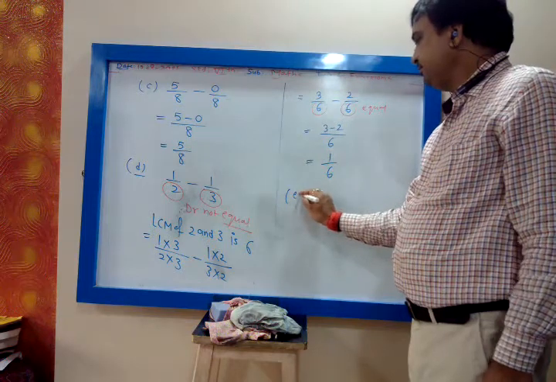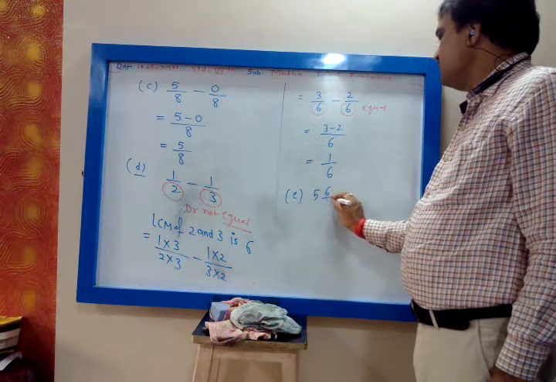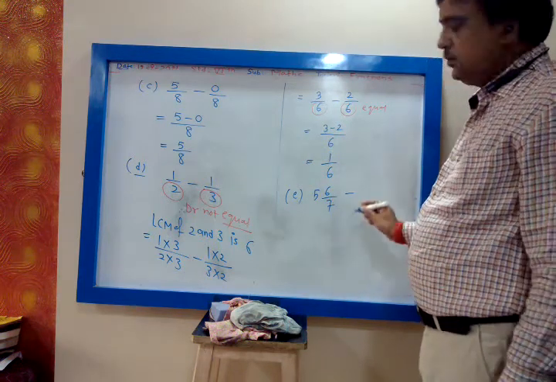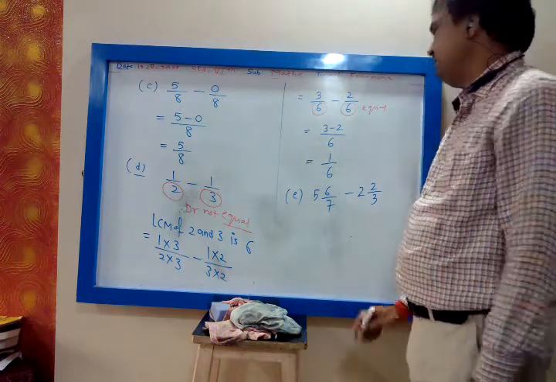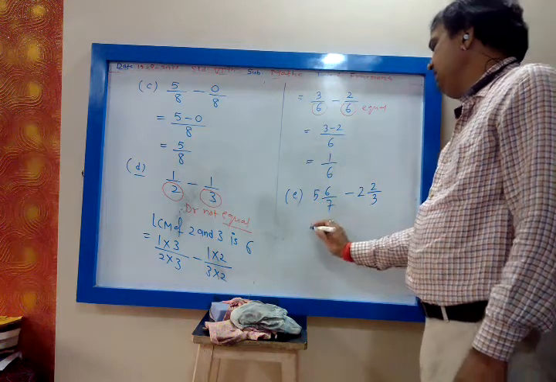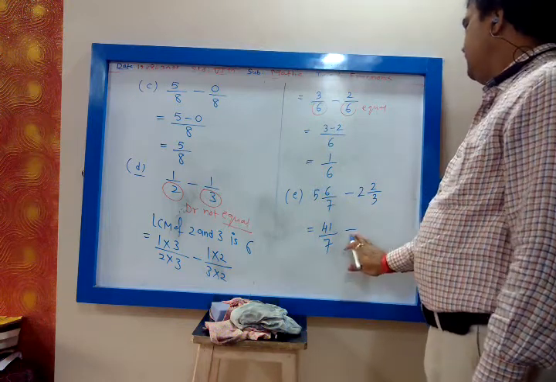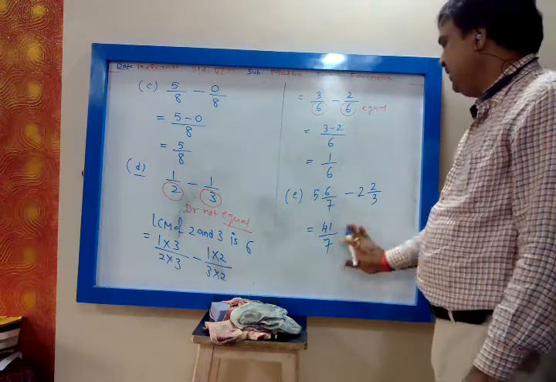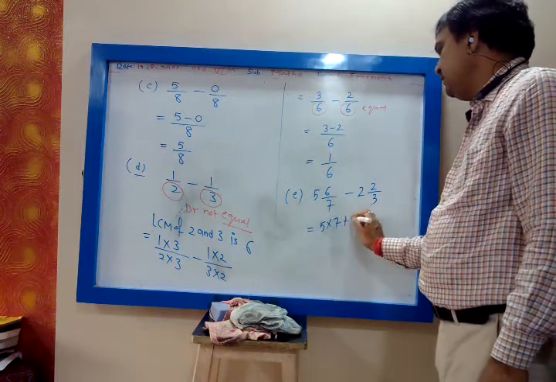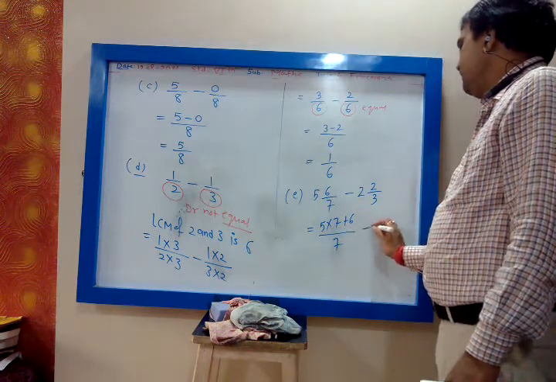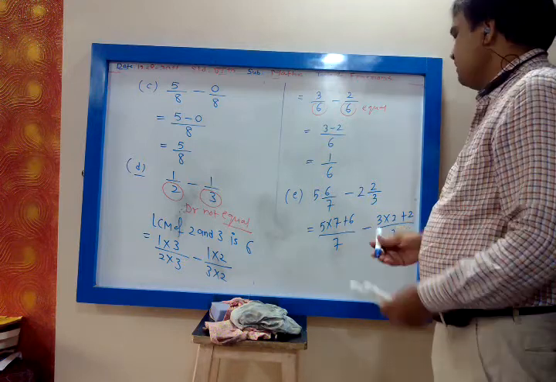Then E: 5 and 6 by 7 minus 2 and 2 by 3. They are mixed fractions. You convert mixed fractions into improper fractions. 7 5s are 35. 35 plus 6, 41 by 7. Minus 3 2s are 6. Let me write everything systematically. So that is 5 into 7 plus 6 upon 7 minus 3 into 2 plus 2 upon 3.